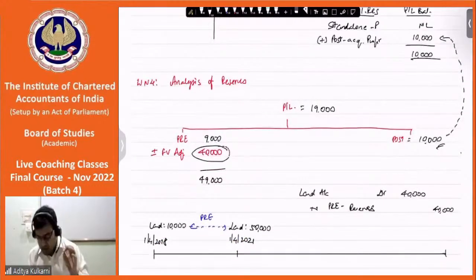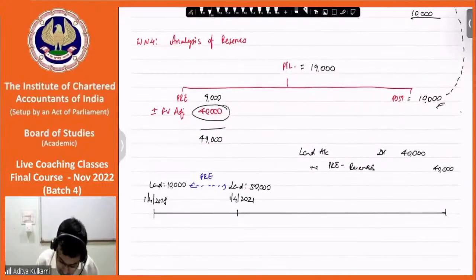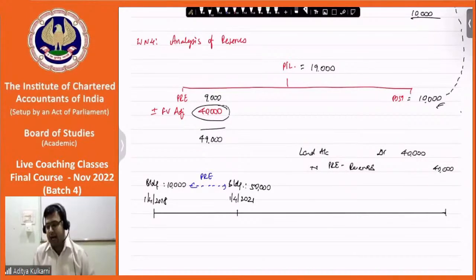So when is the fair valuation happening? Sir, the fair valuation of the building is happening on the date of acquisition. And because it is happening on the date of acquisition, we say that the movement in fair value up to the date of acquisition becomes a pre-acquisition reserve.